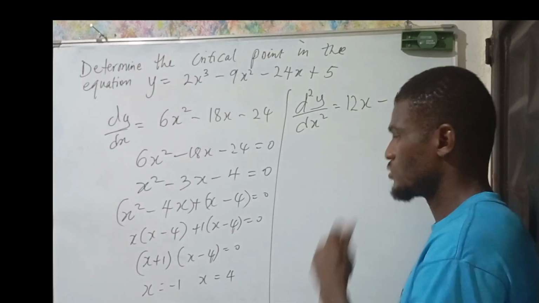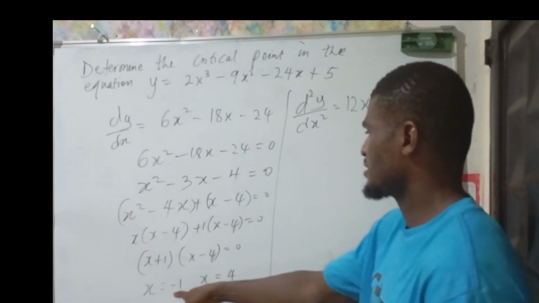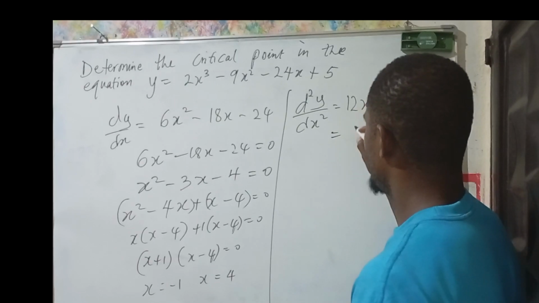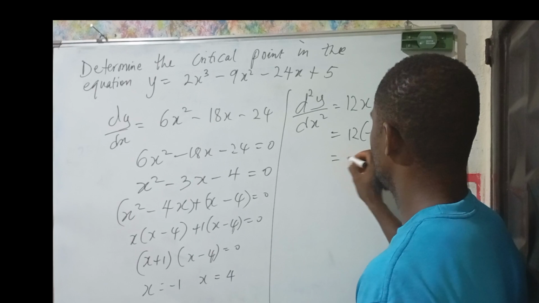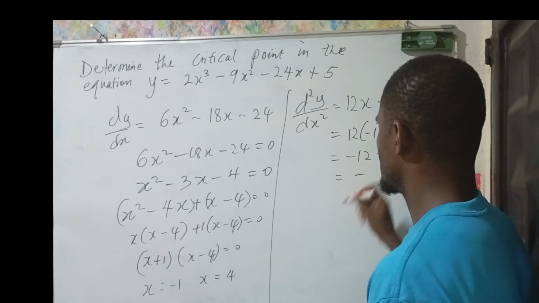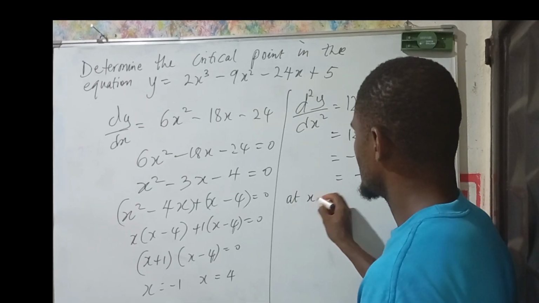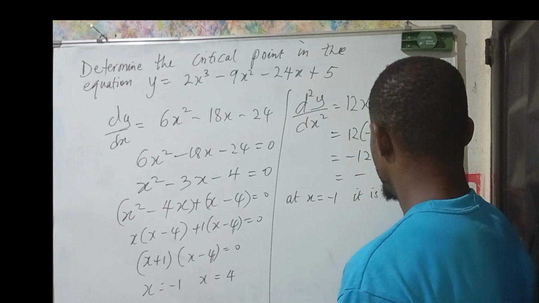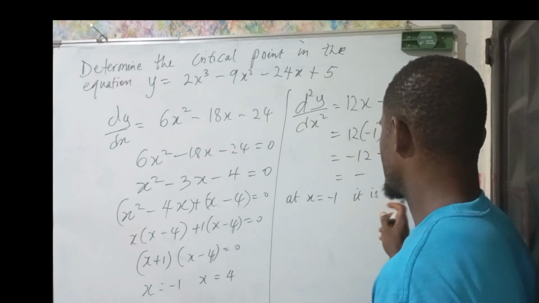Alright, so now let's test the 2 points of x. Testing the point x as minus 1, we need to have 12 times minus 1 minus 18. Now this is going to be minus 12 and minus 18. Based on this, we know that it's going to be a negative value, which means that at x equal to minus 1, we have a maximum. We have a maximum at that point.